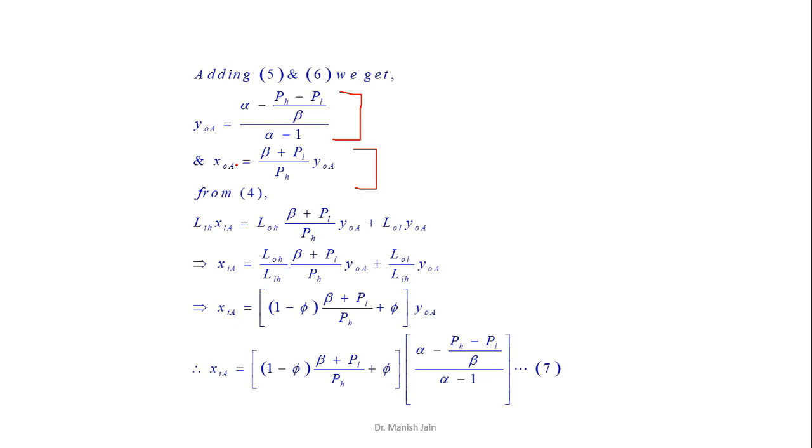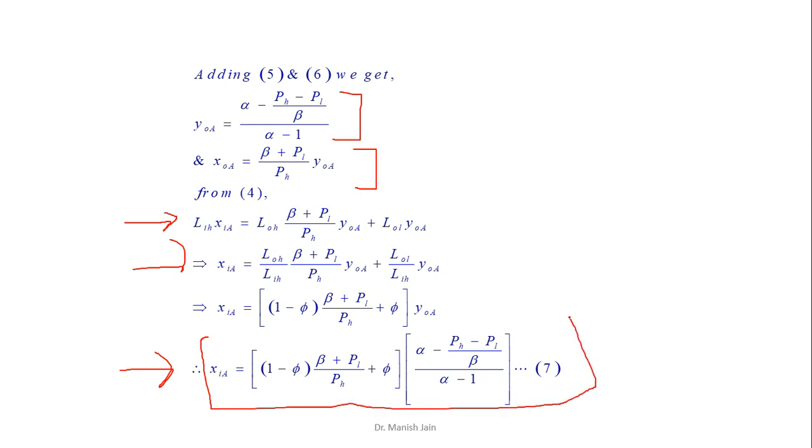the equation 12. First we substitute the value of XOA here, then we take the YOA common on the left hand side, then we substitute the value of YOA. So we will get this equation. This is our final design equation, equation number 7.